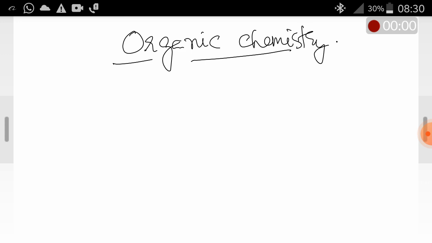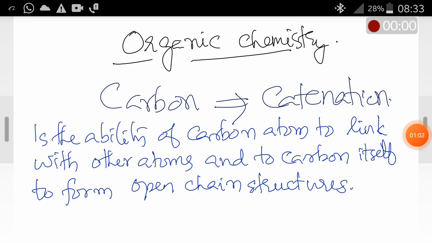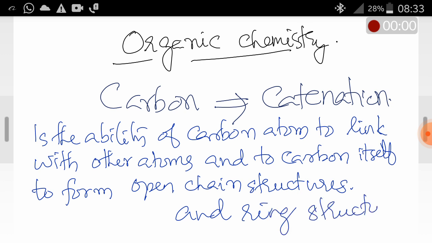So, the question is, what is organic chemistry? Before asking that question, we must discuss what makes the carbon atom have a special branch of chemistry. The answer is the property we call catenation. What is catenation? Catenation is the ability of the carbon atom to link with other atoms and with carbon atoms itself to form open chain structures and ring structures. So this is a special property of the carbon atom.